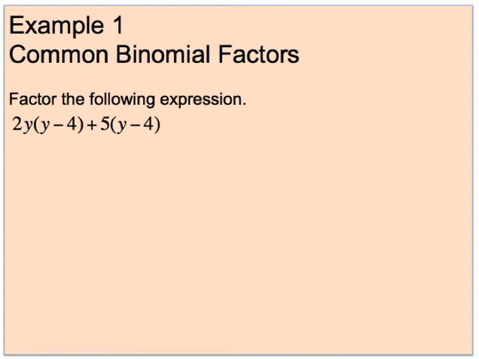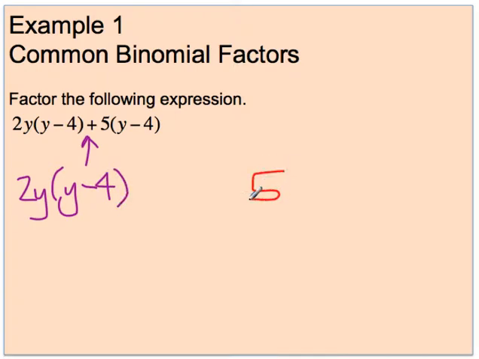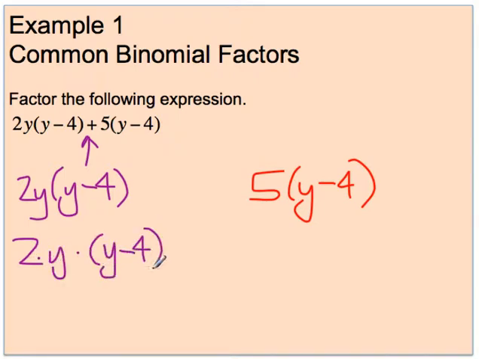So in this case, what I want to do is separate everything by the addition sign. I have the first term, 2y times y minus 4, and the second term, 5 times y minus 4. Remember, things in parentheses are grouped together. In the first case, I could say this is 2y times y minus 4, and in the second case, I can write this as 5 times y minus 4.